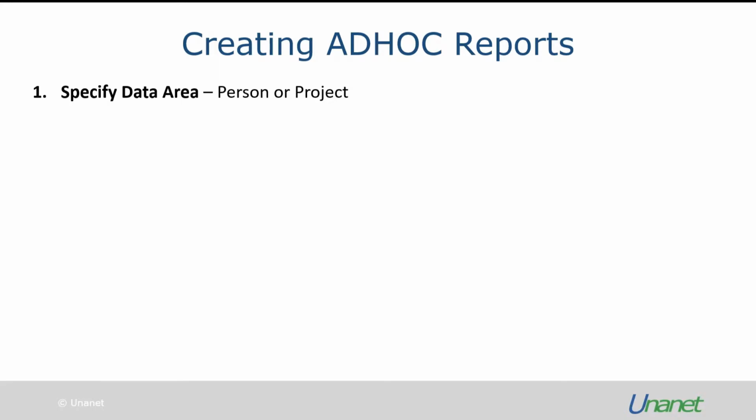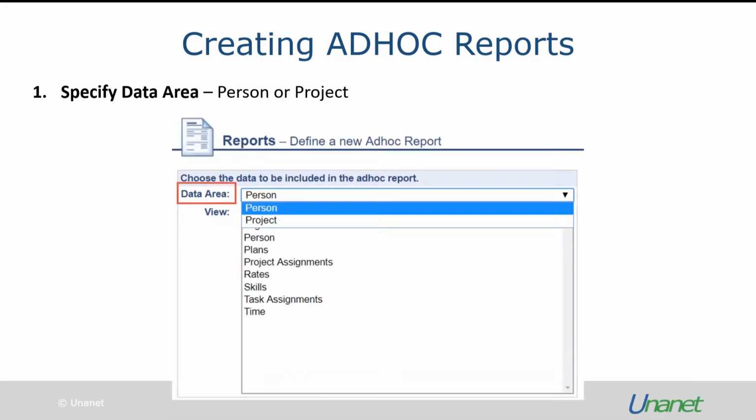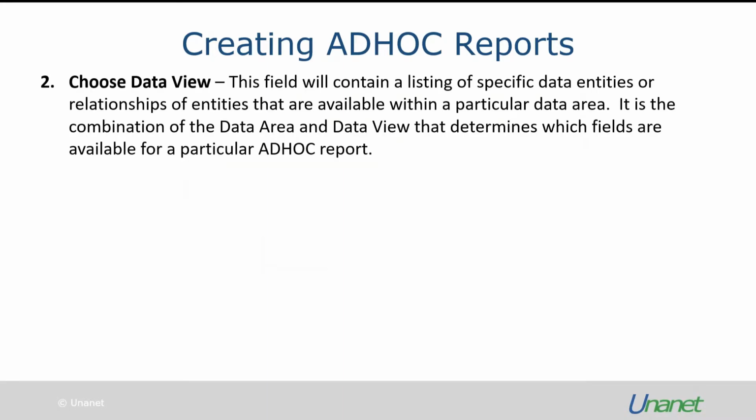First off, know that ad hoc reports are only looking at data areas particular to people or projects. So you'll notice when you first come in and you've done plus ad hoc report, the first screen that you're presented with says, which data area are you interested in? And you only have two selections in that dropdown, person and projects.